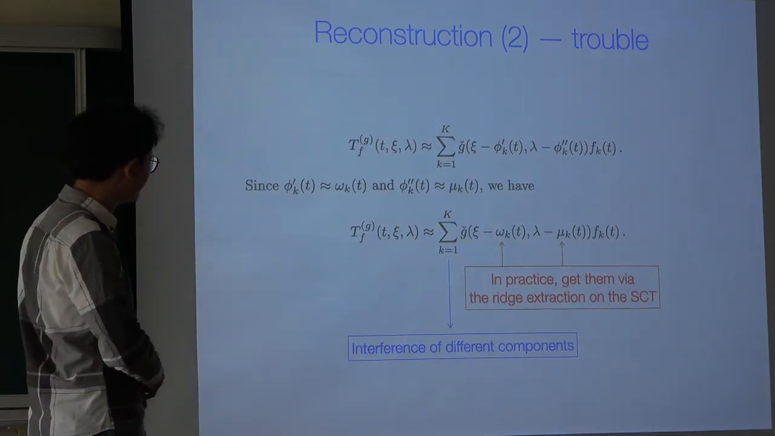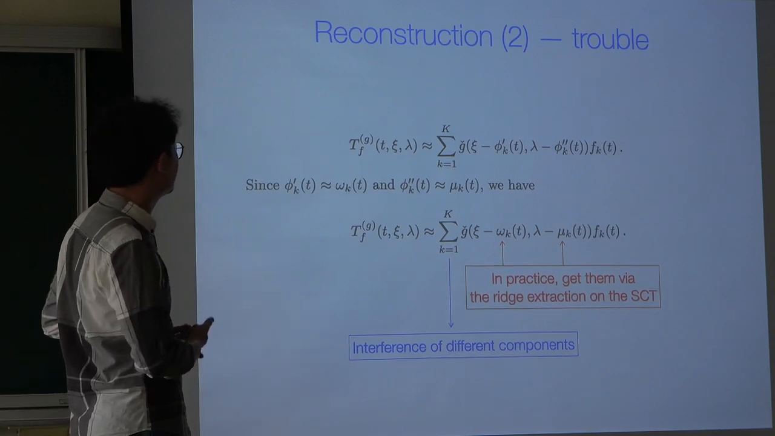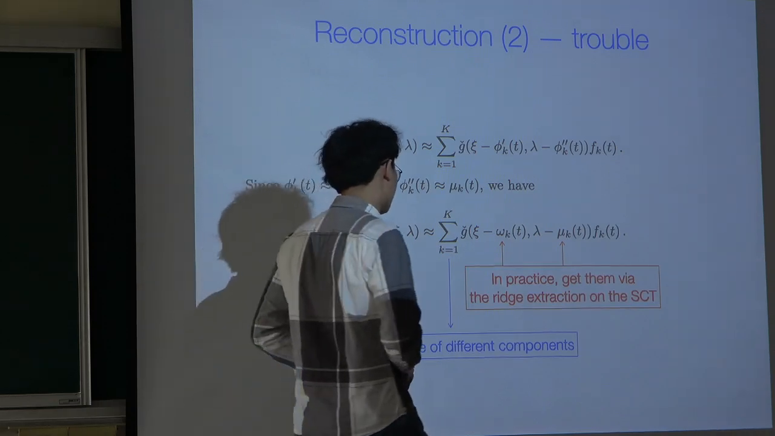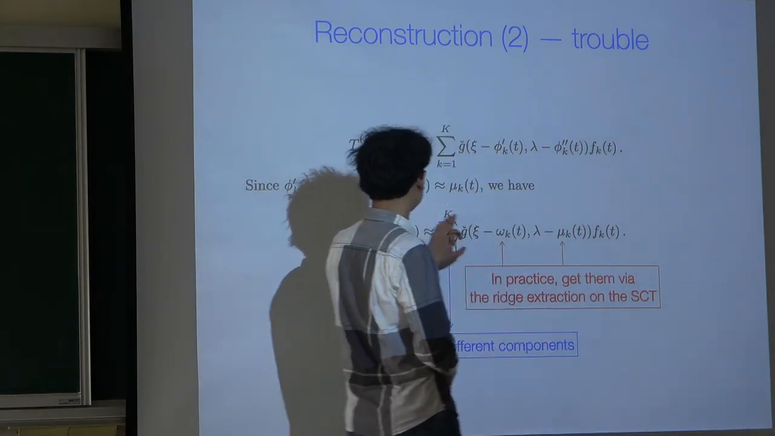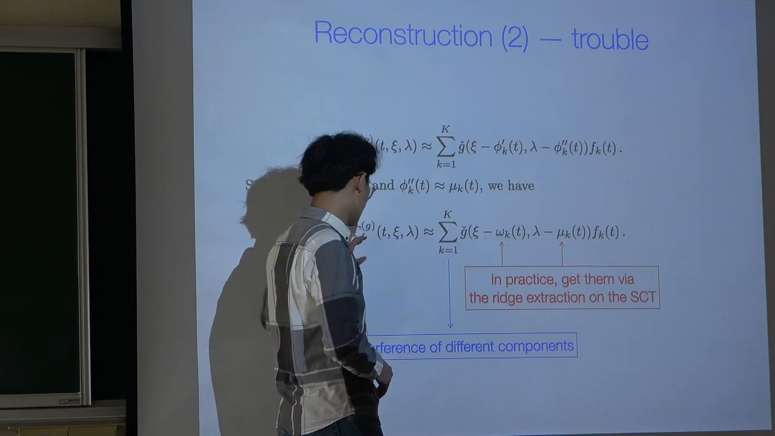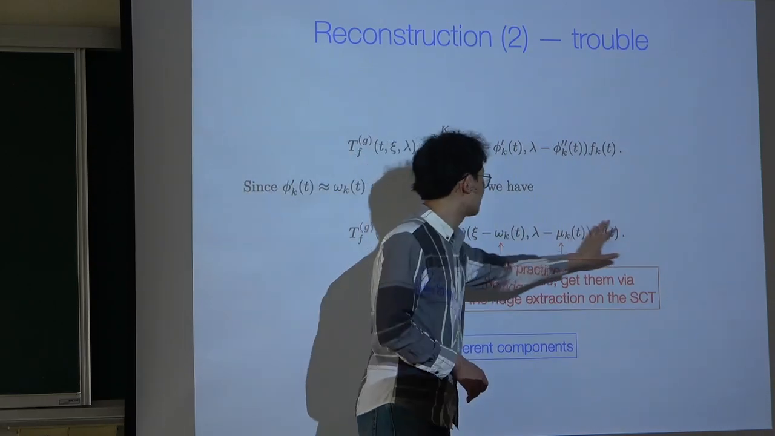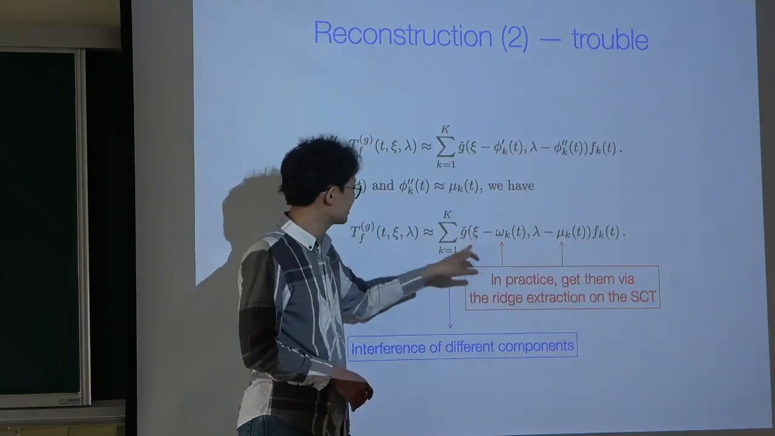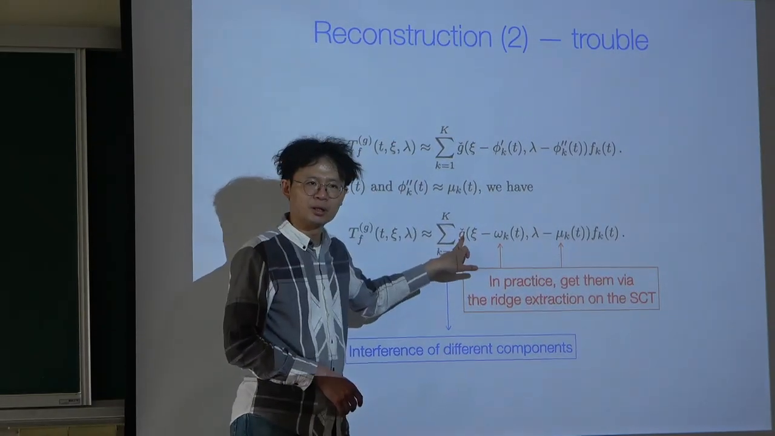So here is the main trouble. The main trouble is you get everything. You have multiple components, and although you can write it in this formula, there will be some kind of interference in between.